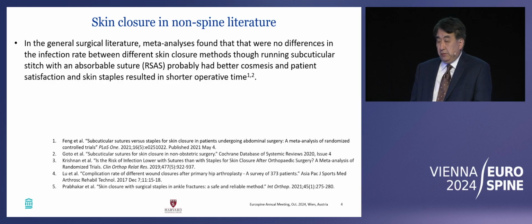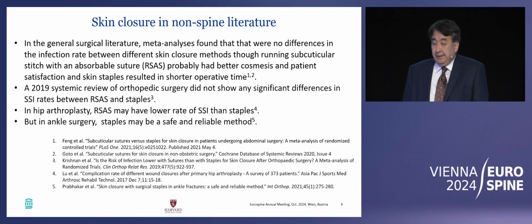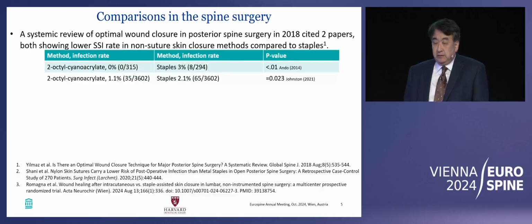In the general surgery literature, meta-analyses have found that there were no differences in the infection rate between different skin closure methods. Running subcuticular stitch with absorbable suture probably had better cosmesis and patient satisfaction, while skin staples resulted in shorter operative time. A 2019 systematic review in orthopedic surgery and other studies in the general orthopedic literature have been mixed.